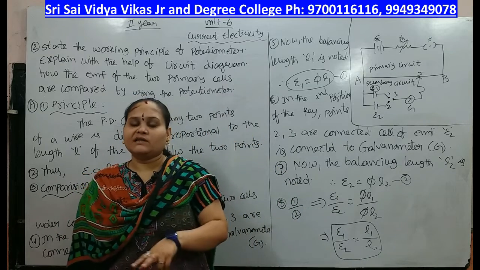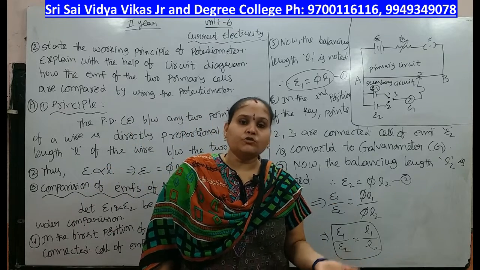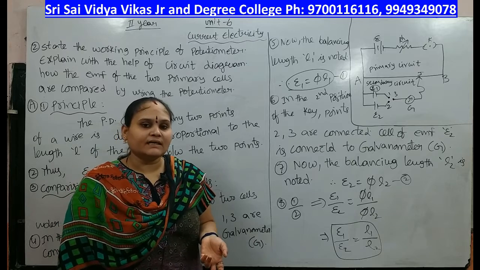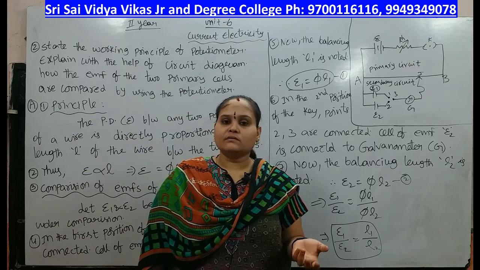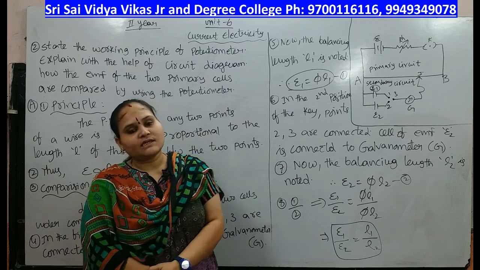That is equation number 1. Next we will connect the second cell, epsilon 2, to the galvanometer. That is, we are joining terminals 2 and 3. Then we get epsilon 2, and the length of the wire gives epsilon 2 equal to phi L2. This is equation number 2.